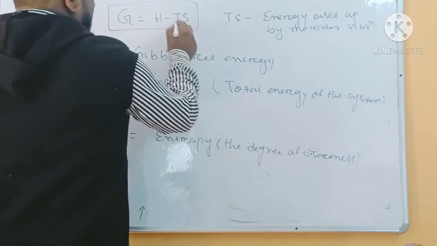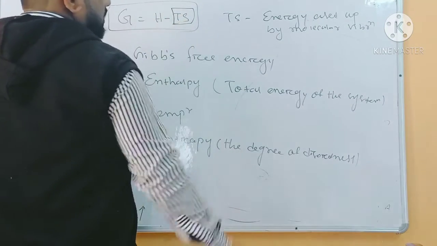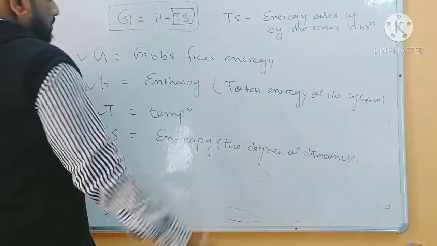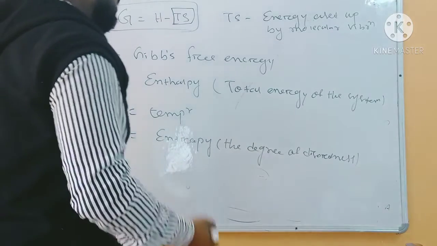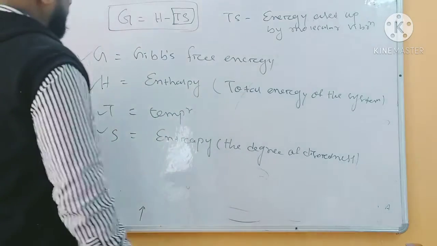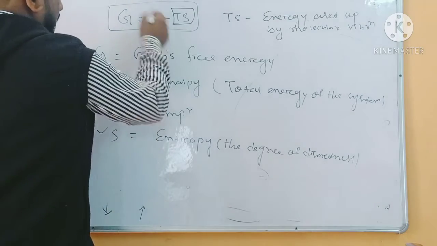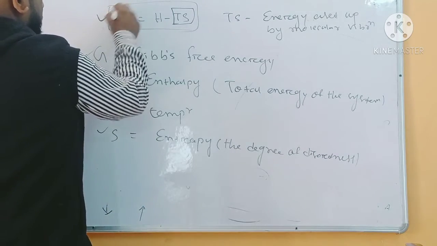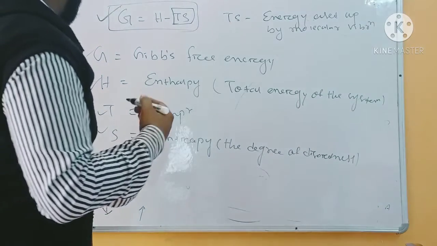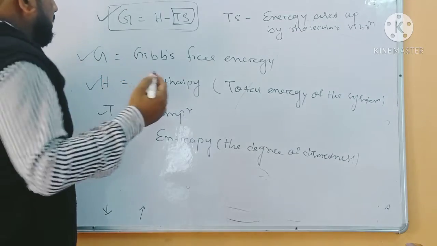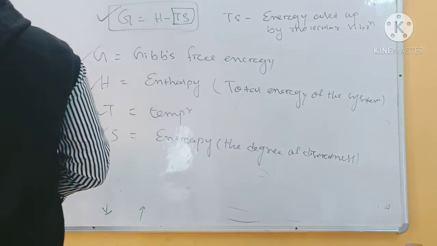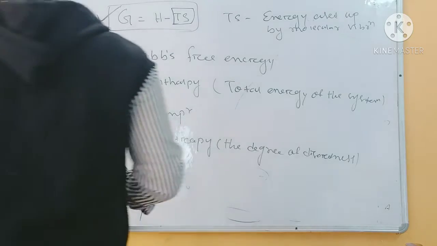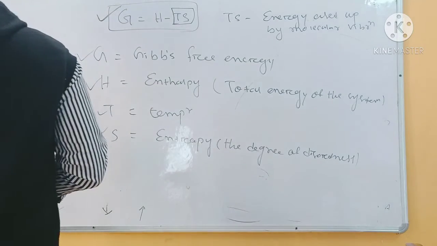So the TS amount of energy will be used up due to molecular vibration, and subtracting TS, which is the energy used up by molecular vibration, from the enthalpy will give us the free energy. The amount of energy remaining in the system is the free energy. Okay, so remember the formula. No one is going to ask you to derive the formula, so I am not going into that.